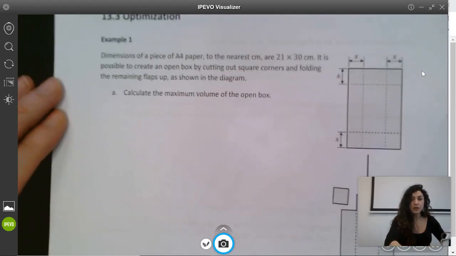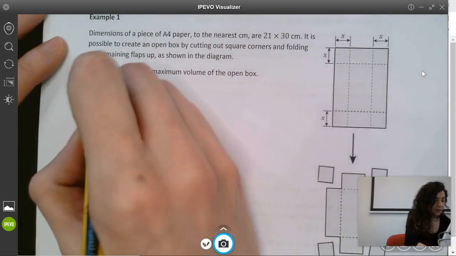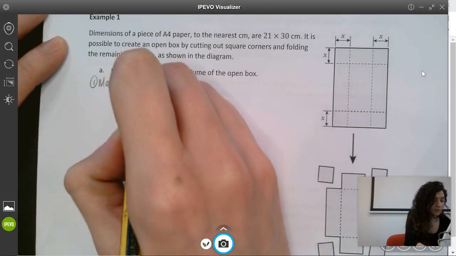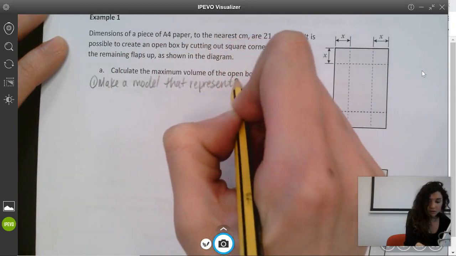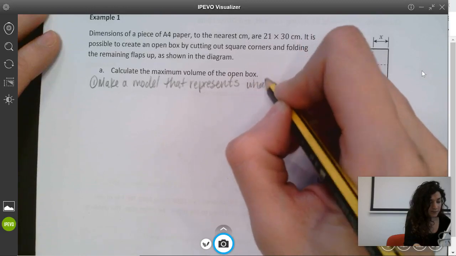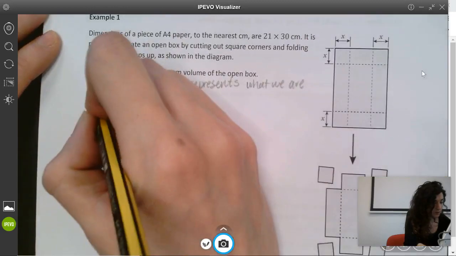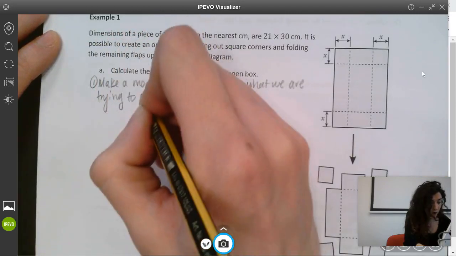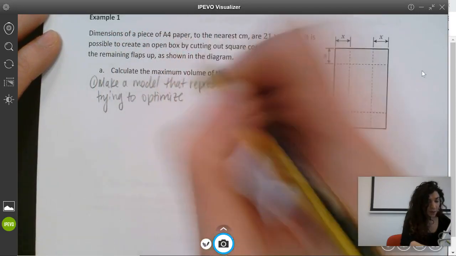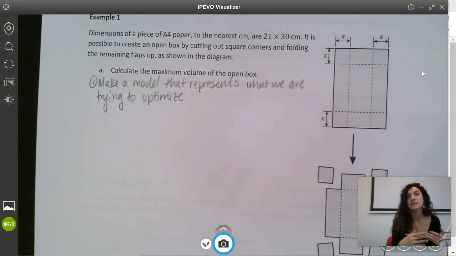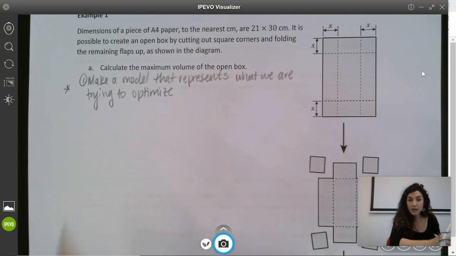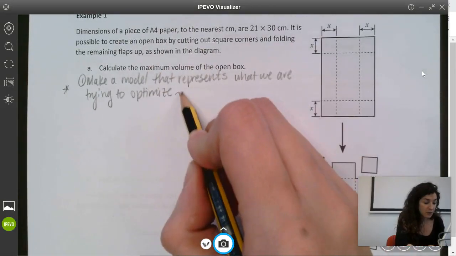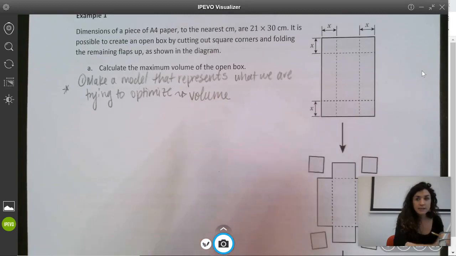So we want to make sure that when we're asked a question, we want to make a model that represents what we are trying to optimize. Optimize means to find the maximum or find the minimum, to make it the smallest or the largest. That's what it means by to optimize. We are trying to optimize what in this situation? We're trying to optimize volume. We're trying to find the maximum volume. So we need to create a model that represents volume.